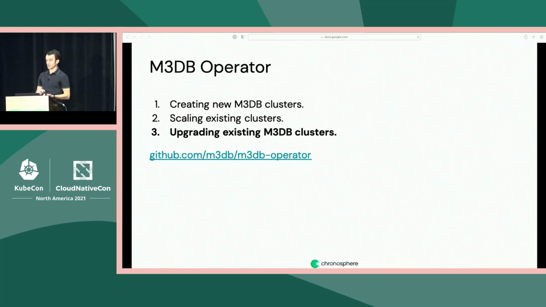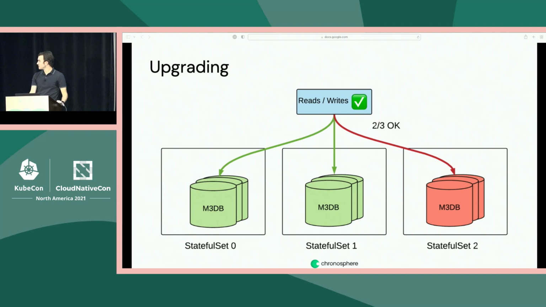And upgrading clusters actually tends to be one of the trickier operations, and this is where we introduce Temporal to make it easier. To give you an idea of why this can be tricky, as I said, M3DB provides fault tolerance, and it provides this by doing all reads and writes based on a quorum response. So in this case, you can see that we have three replica sets, or three M3DB replicas contained in three stateful sets, each pinned to a zone.